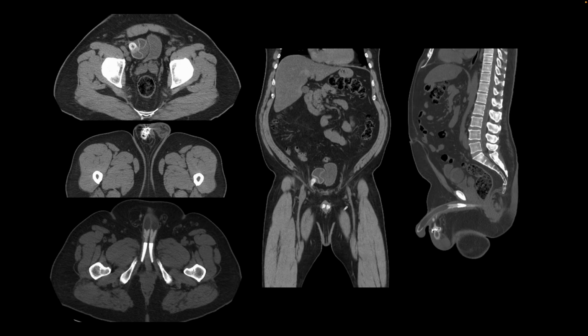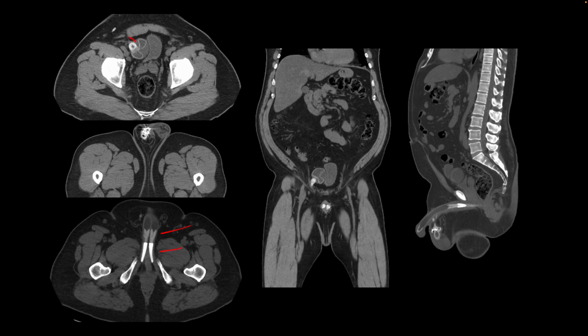Here's our next patient, and we performed a CT of the abdomen and pelvis. And on these images, I'm trying to show you different parts of a penile prosthesis. So at this level in the pelvis, we see the cylinders of the penile prosthesis or implant.